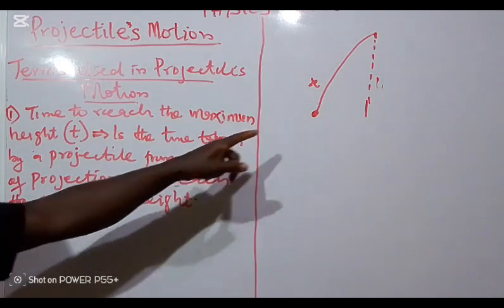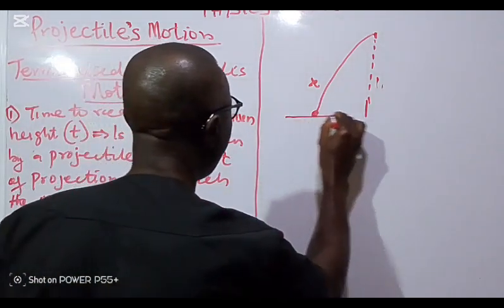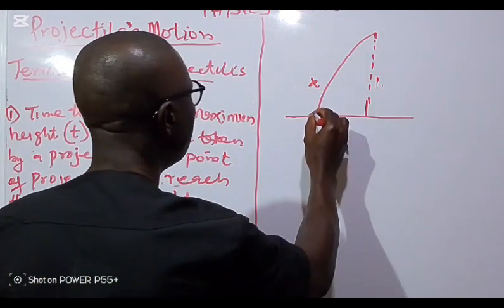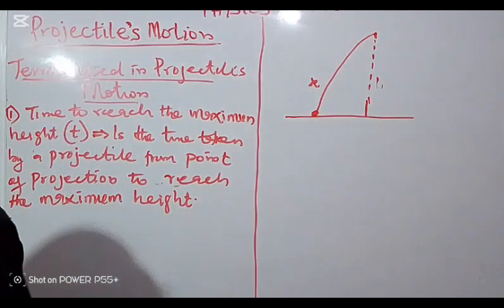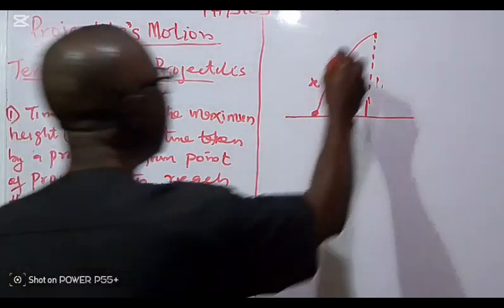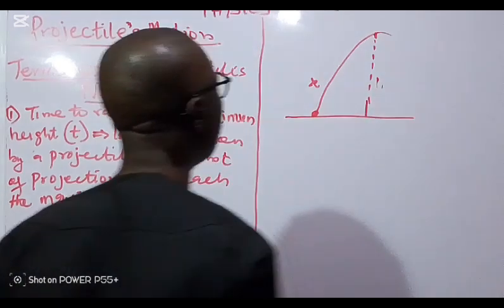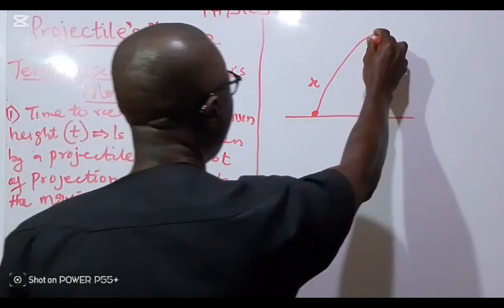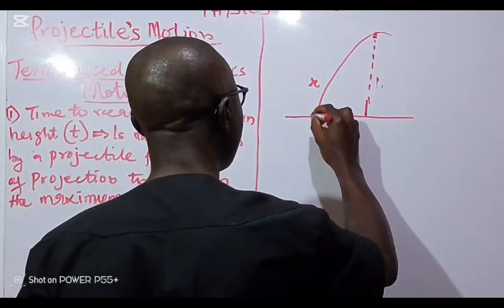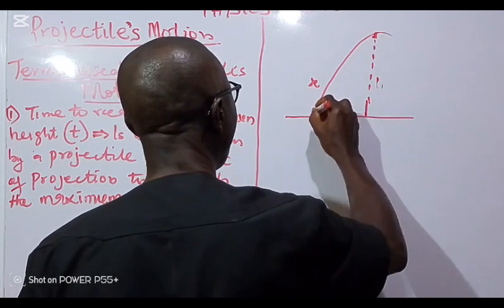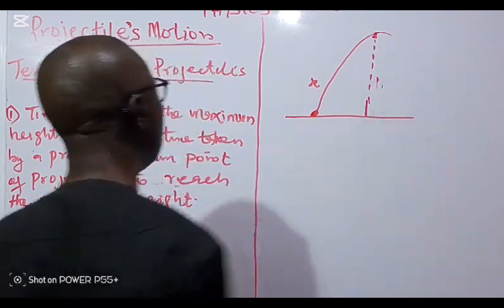Let's say this is the horizontal level where the projectile belongs to the air, and this is the maximum height it reached before it returns to the ground. So the time taken to cover from this place to this place is what is meant by time to reach the maximum height.